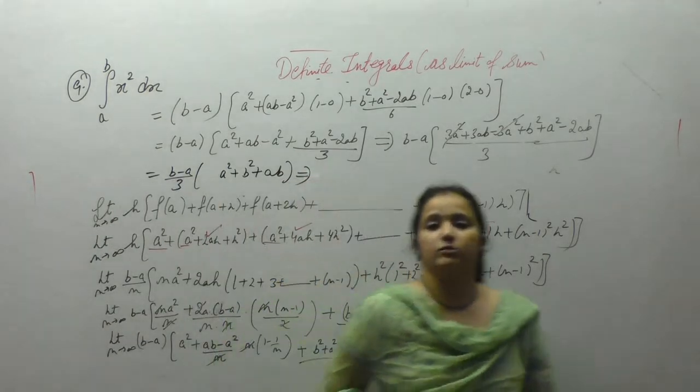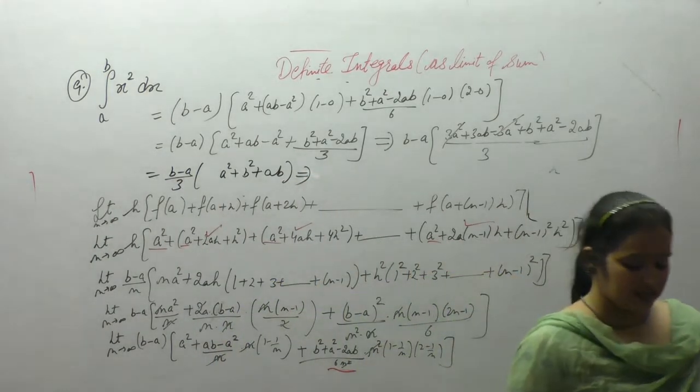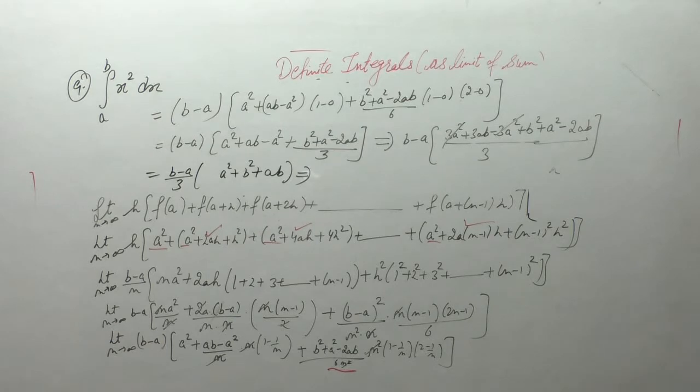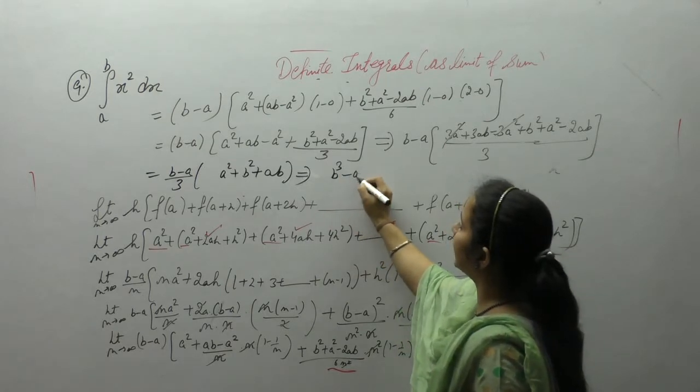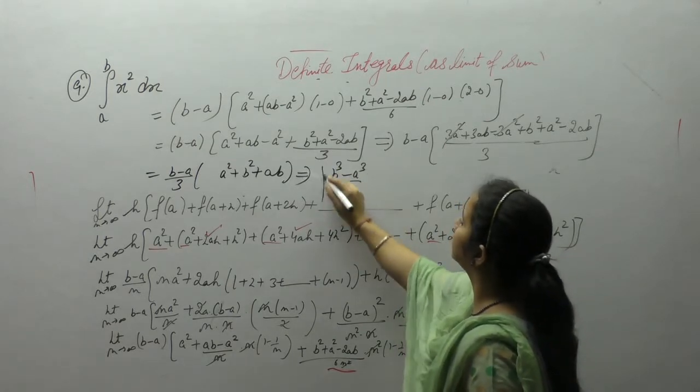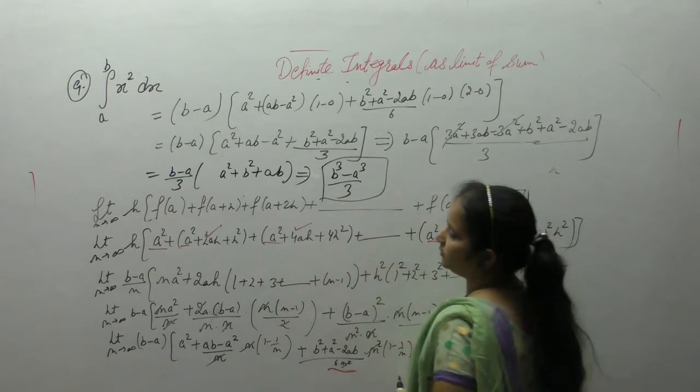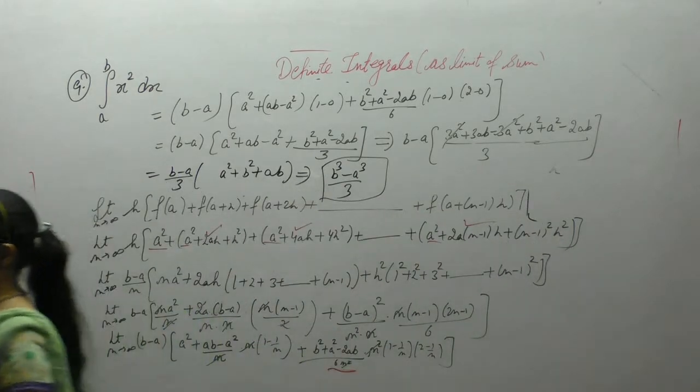Now we have the formula for a cube minus b cube equals (a minus b)(a square plus ab plus b square). So here we get (b cube minus a cube) by 3. b cube minus a cube by 3.